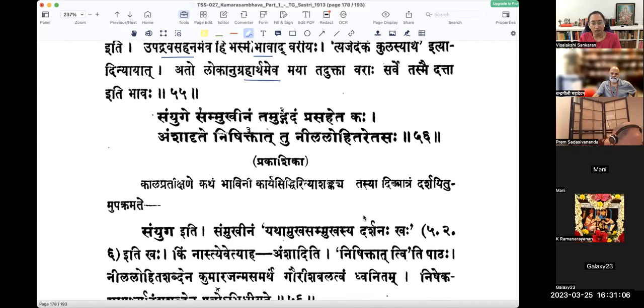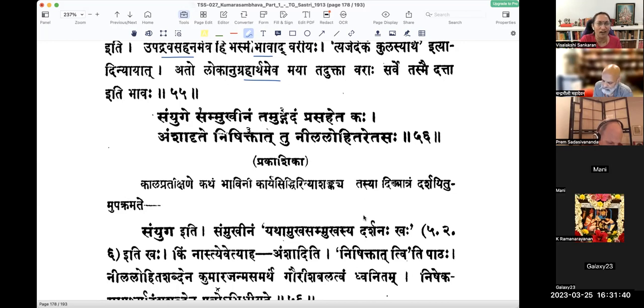Samyuke sammukhinam tam udgatam prasahetakaha amshadrite nishiktat tu lohita neela lohita retasaha. No, he comes to what? Who can face him in a battle? Samyuge sammukhinam tam. When he stands in front of you, sammukhinam, sammukhe bhavaha sammukhinaha saha tam udgatam. He is also having a weapon. Udgata gada. He takes his gada and he is also carrying it in his hand.